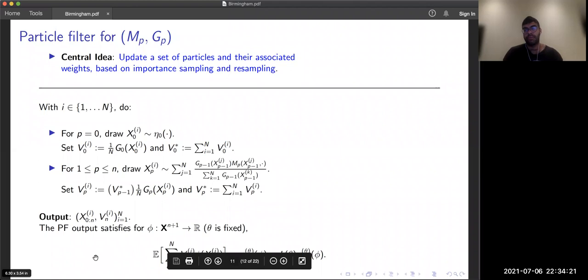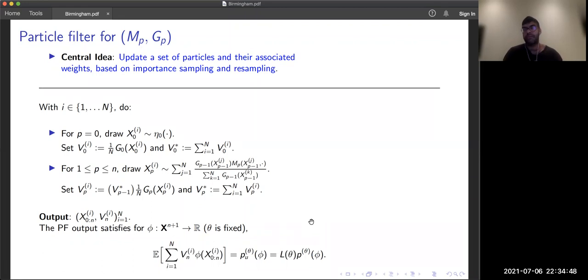With this output, for some particular function phi, the expectation of the quantity at the bottom, which is the summation of these weights times the particles, is actually just given by this posterior distribution, which you can see right here. So this indicates that once you have the actual output, it is consistent with the filtering distribution, or the posterior distribution, that you're interested in.